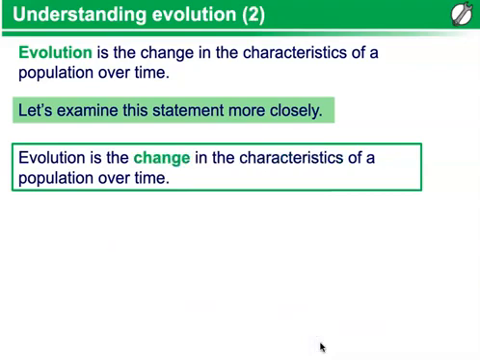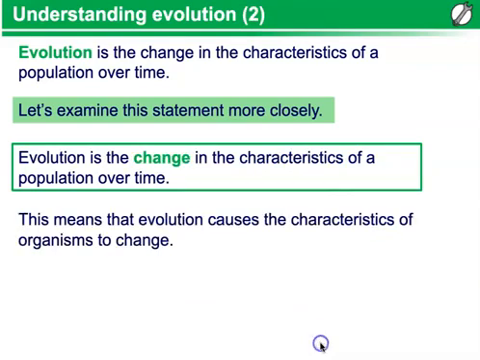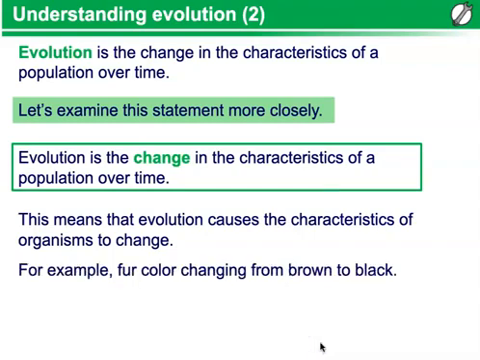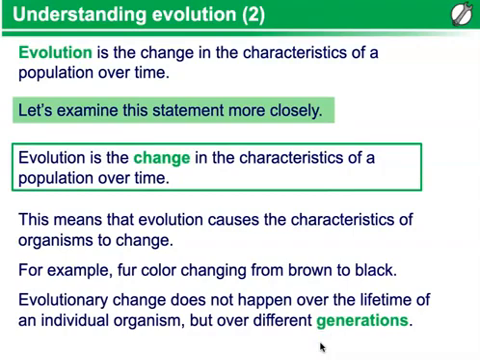Evolution is the change in the characteristics of a population over time. So this means that evolution causes the characteristics of organisms to change. For example, fur color changing from brown to black over a long period of time. Evolutionary change does not happen over the lifetime of an individual organism, but over different generations. And that is extremely important for us to recognize. It's not about the individual, it's about the changes that occur from generation to generation to generation.